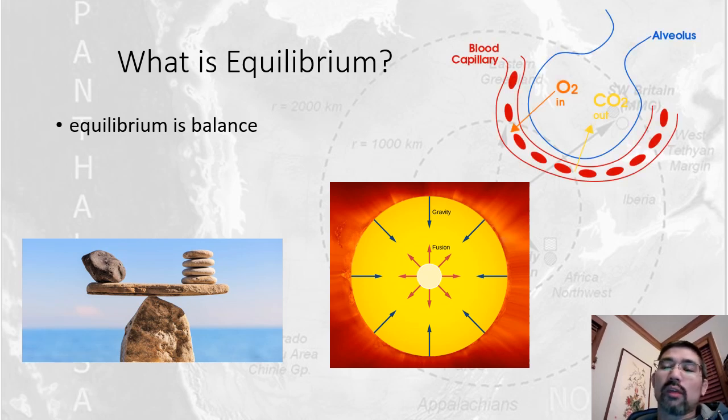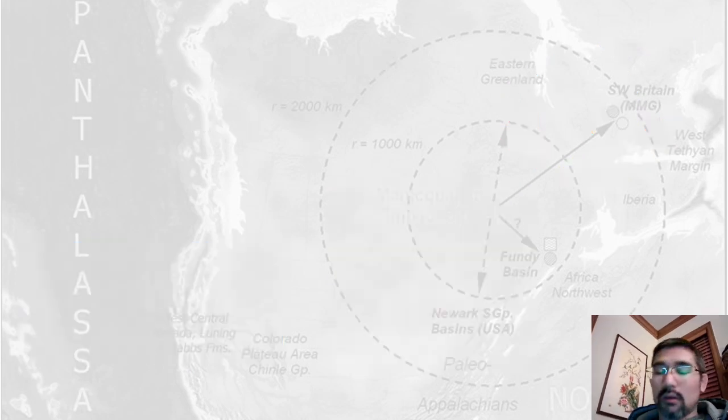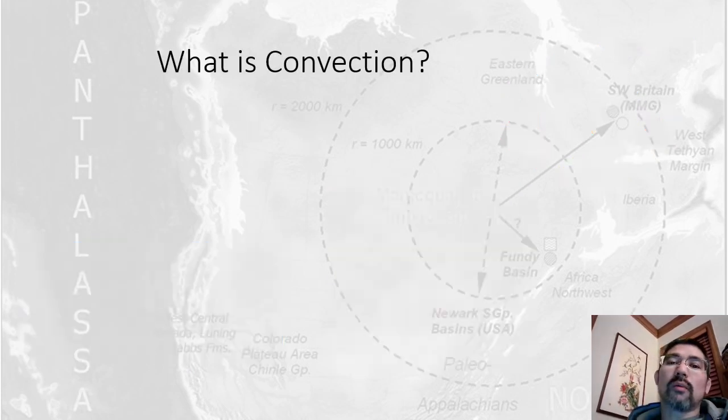This idea of equilibrium is the reason why CO2 goes out of our blood and oxygen goes into our blood. Okay, there are different concentrations of CO2 in the blood and in the air that we breathe, and so our body tries to equalize those concentrations by putting CO2 out and by pulling oxygen in. So equilibrium is a really important concept when we talk about earth science as well. So equilibrium is at work when we talk about convection.